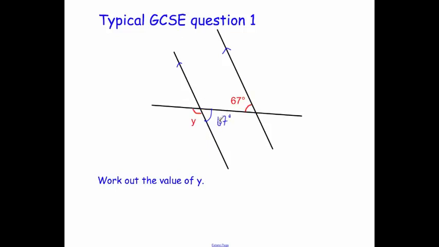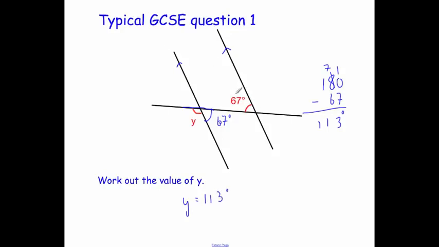And the 67 and the y are in a straight line with each other. So if I want to work out what y is, I can just take 67 away from 180. So 180, take away 67, that's going to be 113 degrees. So y is equal to 113 degrees.